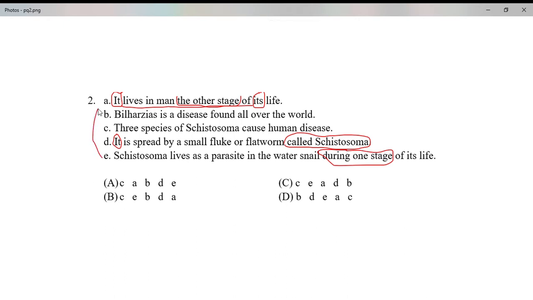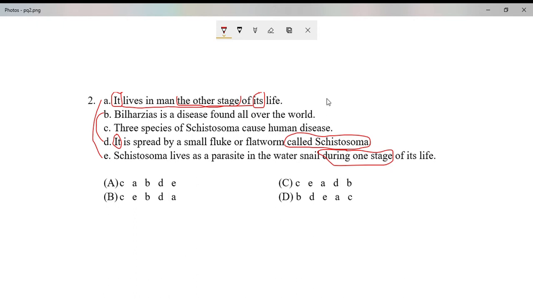So A and E are linked. I also know it is spread. What could be spread by a flatworm? A disease. Where is the disease introduced? In B. So I also know that B and D are connected, okay?